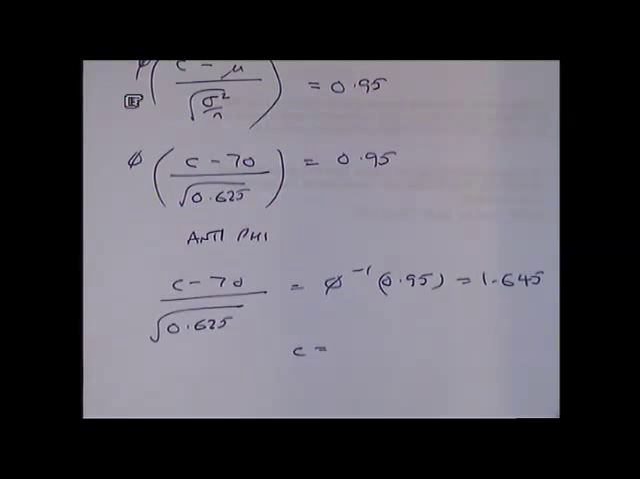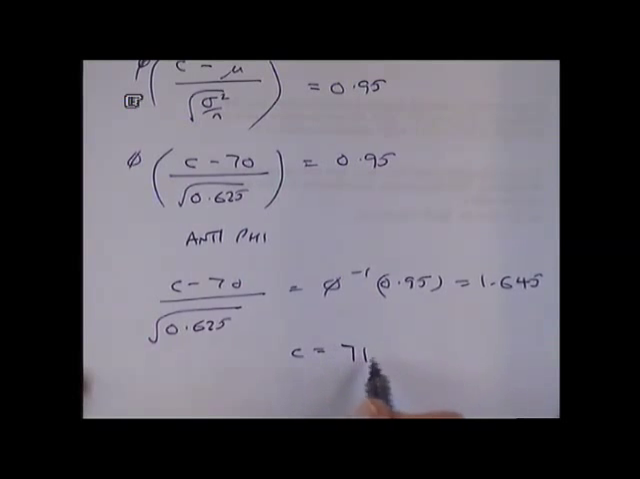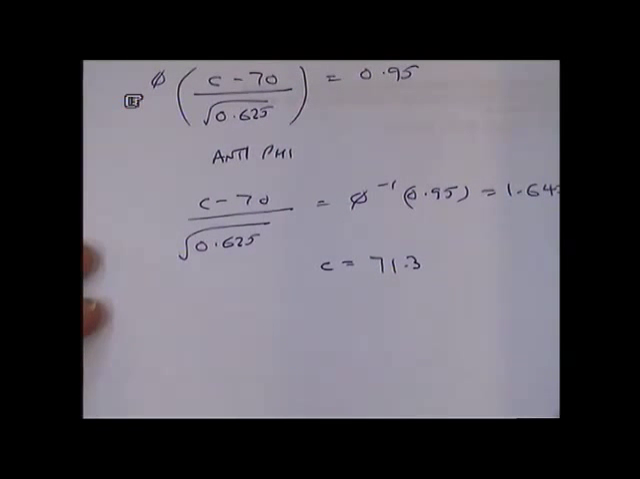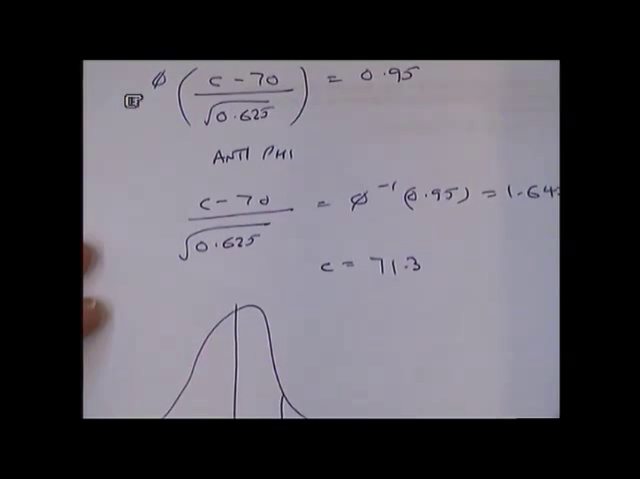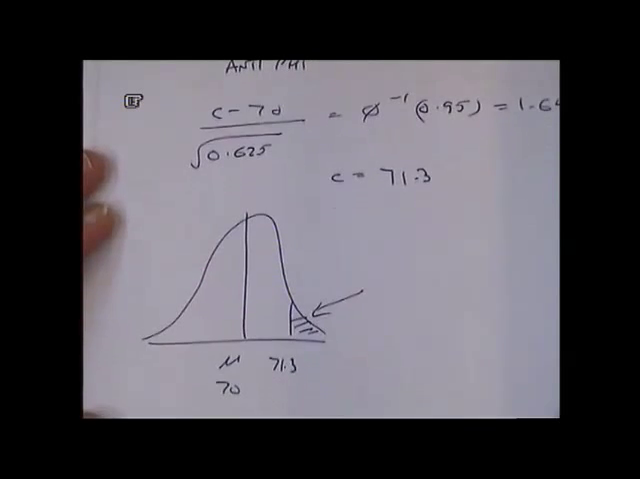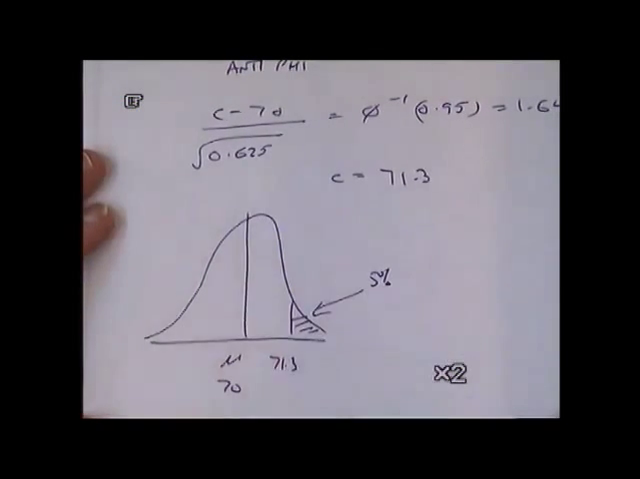71.3, did you say? I've got 71.3 here. Okay, 71.3 should be what we've got. So I'm just going to sketch again that diagram we had earlier. We had mu was 70. We've now worked out 71.3 is where 5% of our probability lies.